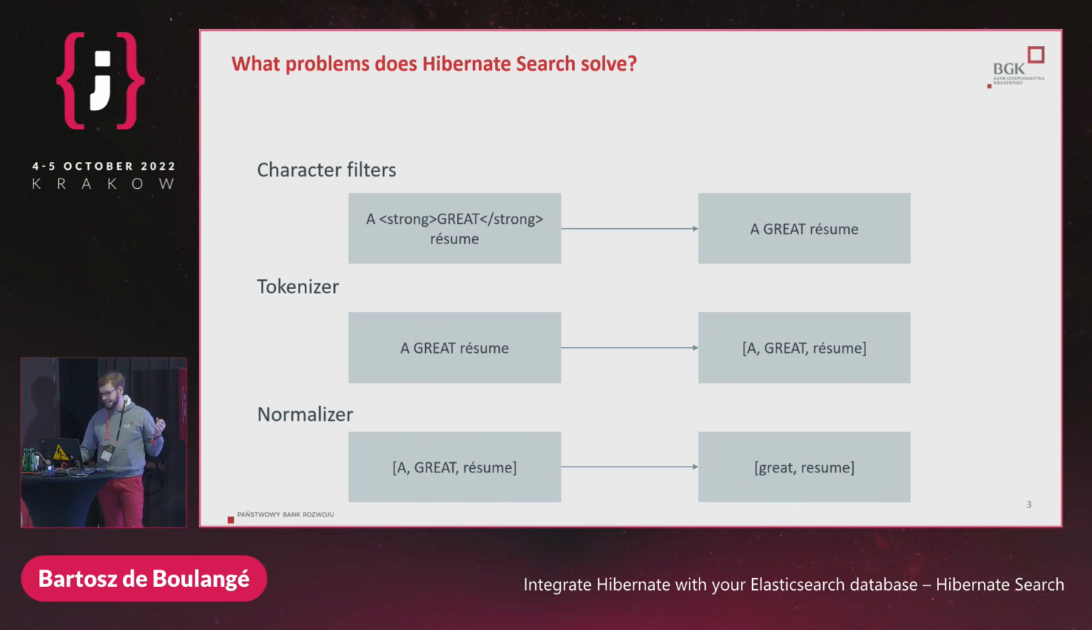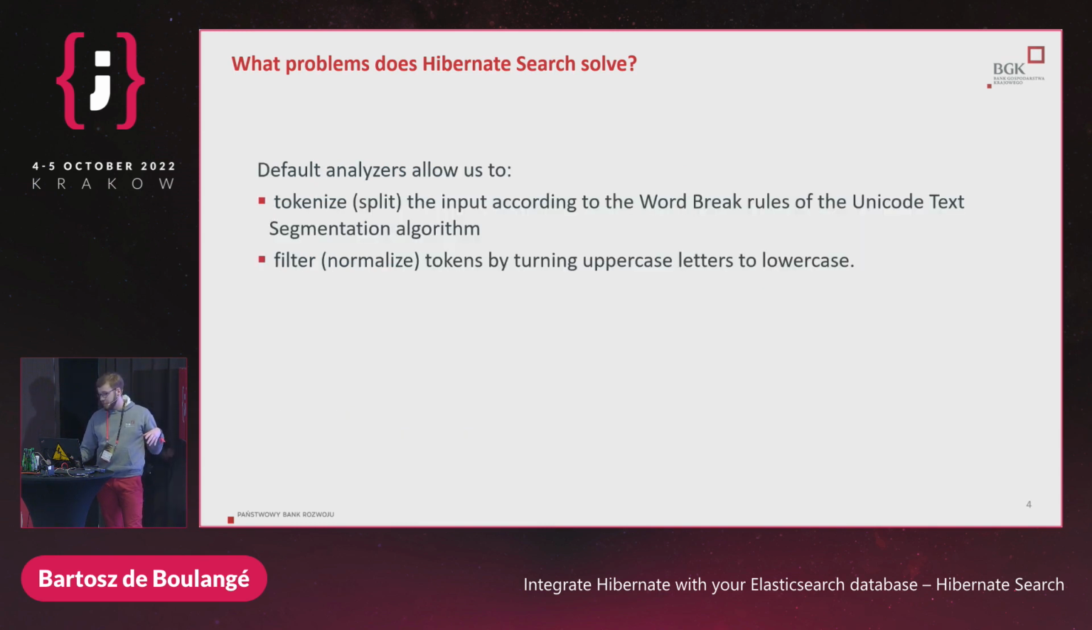So that's an example of what it means and how it works. You can remove some characters first. You can tokenize, so that the search is split into words, and then normalize so that unnecessary words like "the" can be removed. The default analyzer allows us to tokenize, splitting the input according to the word break rules of the Unicode text segmentation algorithm, and do exactly what you can see in the previous slide. But you can also do much, much more with this approach.